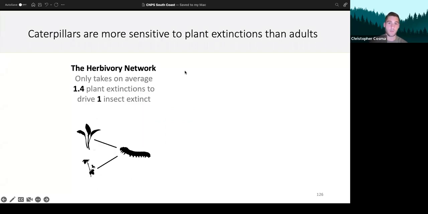And what this level of specialization as caterpillars means is that our caterpillars are the more sensitive life stage to potential plant extinctions. And so what I've done here is I've simulated plant extinctions using a computer program, which just takes out plants from that network and then shows what may happen to the caterpillar species that rely on them in that interaction network. And it only takes an average of about 1.5 plant extinctions to drive one insect extinct from that network.